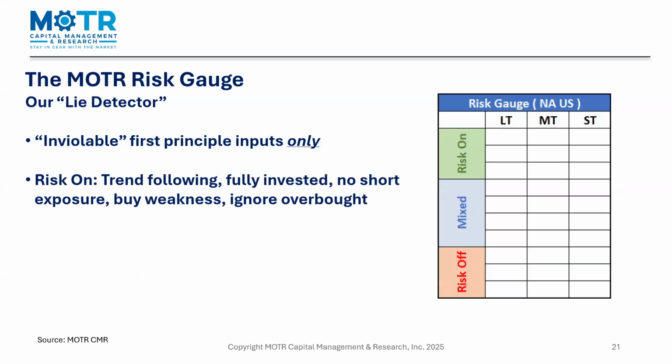So what we have is when we aggregate those five principles across three time frames, we have a long-term time frame, which is the quarterly chart. This is the monthly chart, and then this is the weekly chart. What we're trying to identify is, are we in a risk-on environment, a mixed environment, or a risk-off environment?